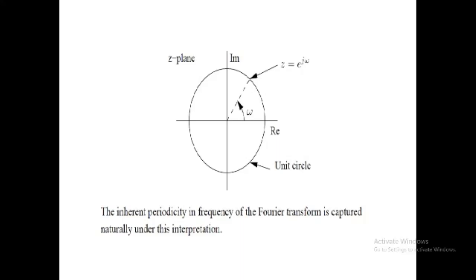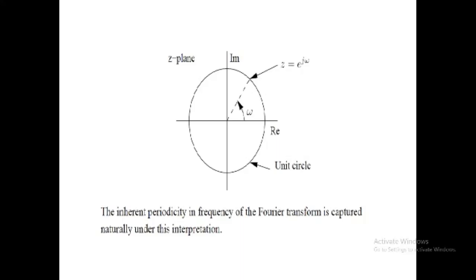The series converges to X of z equals 1 upon 1 minus a z to the power minus 1, which is equal to z upon z minus a. Since it is just a geometric series, the Z transform converges for any finite value of a, and the ROC is shown in the z plane.